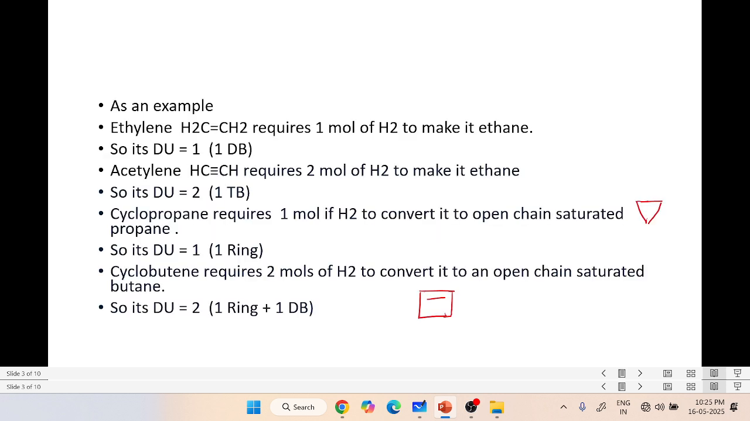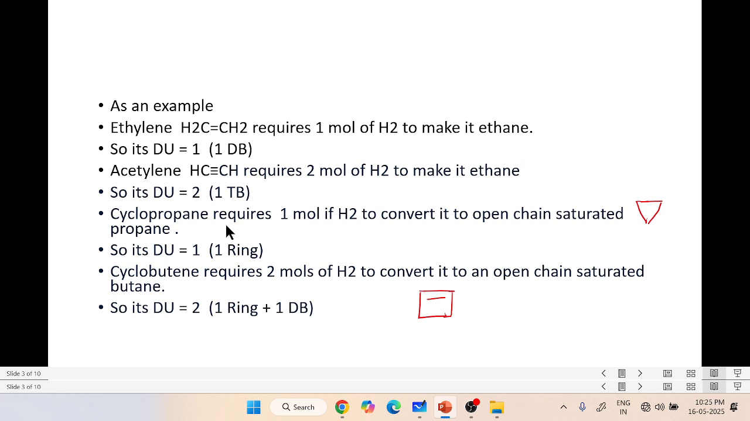As an example, ethylene, CH2 double bond CH2, requires 1 mole of hydrogen to make it ethane, open chain, fully saturated. So its DU is equal to 1. It's one double bond there. Acetylene has a single triple bond. CH triple bond CH requires 2 moles of H2 to make it ethane, and therefore its DU is 2, one triple bond.